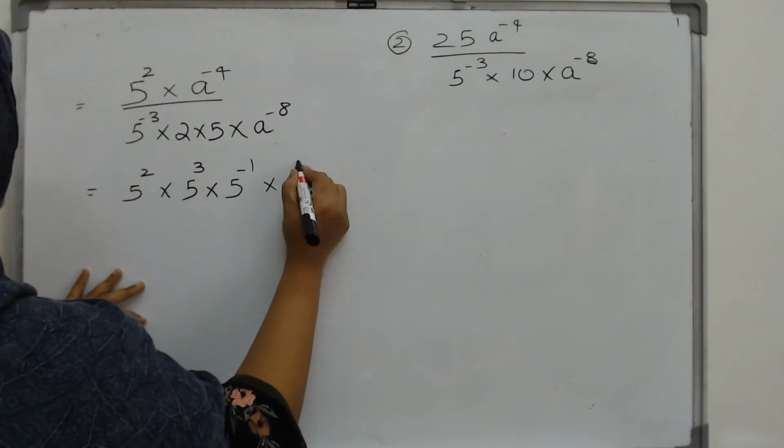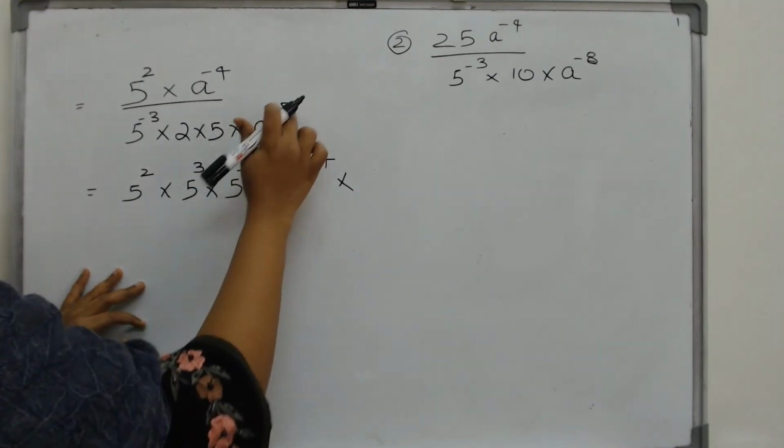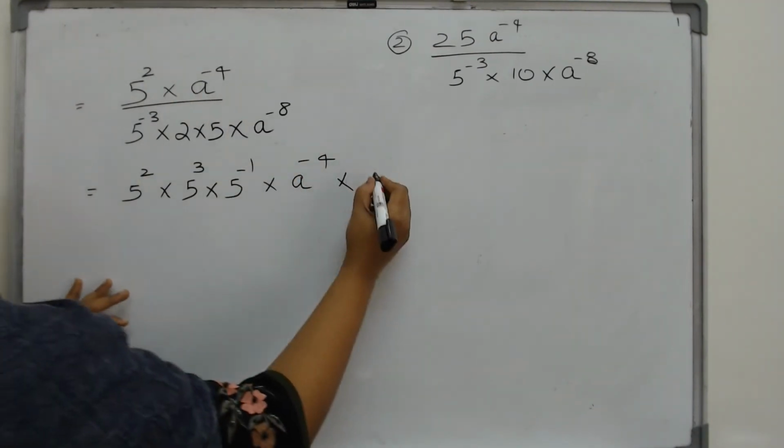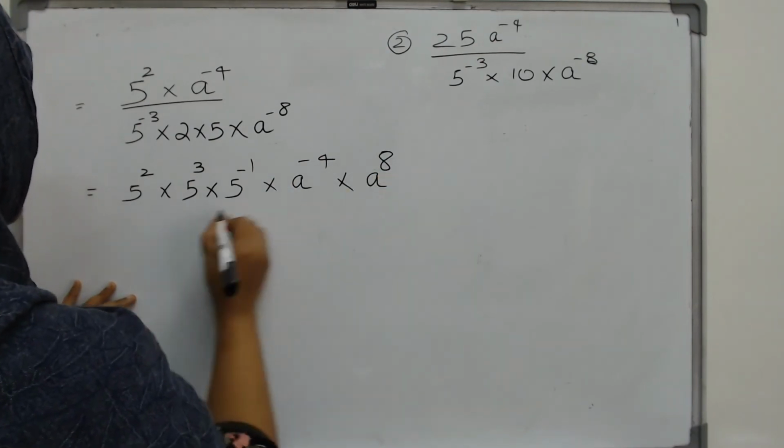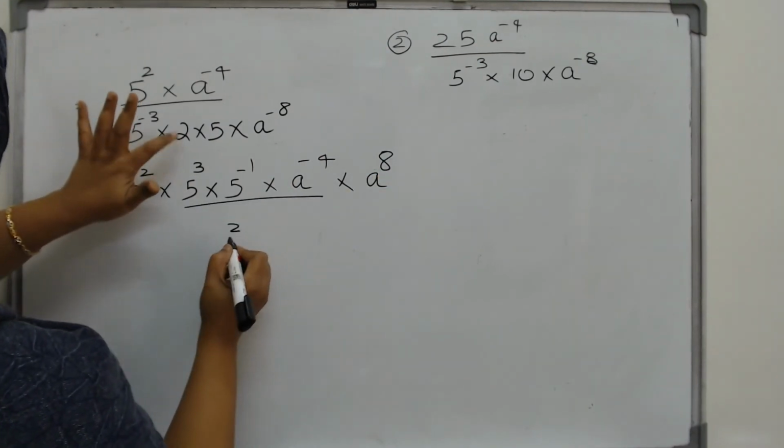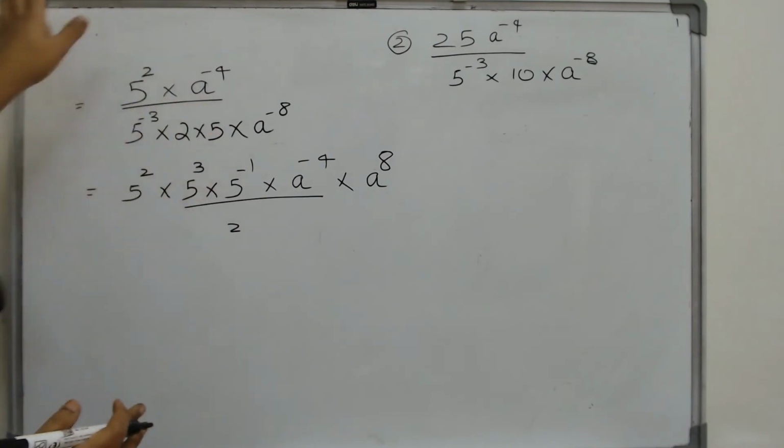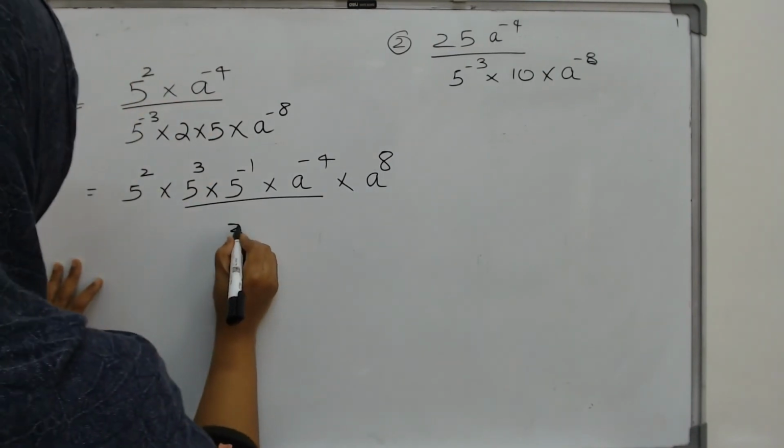And a raised to minus 4, and this is a raised to minus 8. When it goes up, it will become a raised to 8. The whole thing divided by 2. There is just one 2 here. You don't have any other 2's. So just write divided by 2.